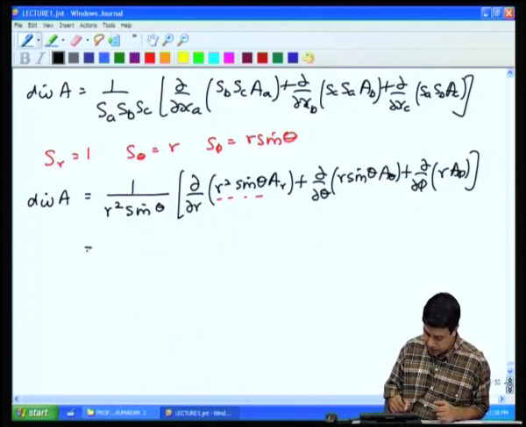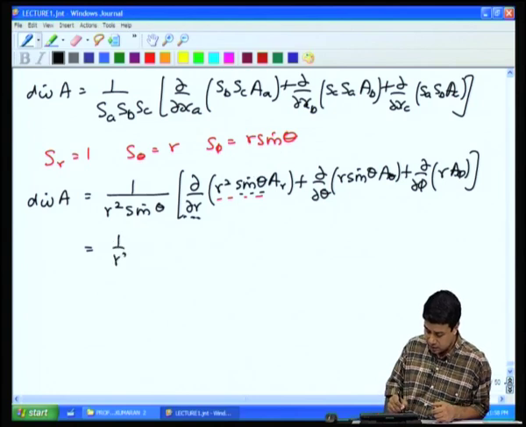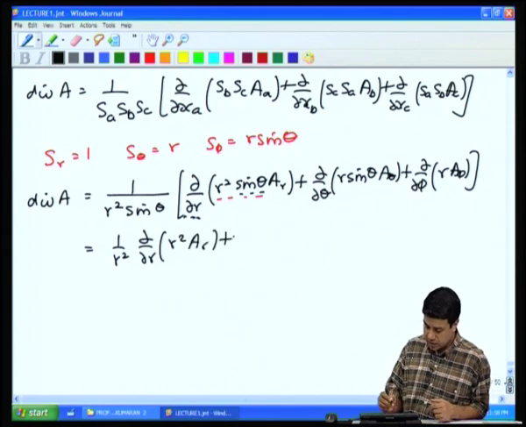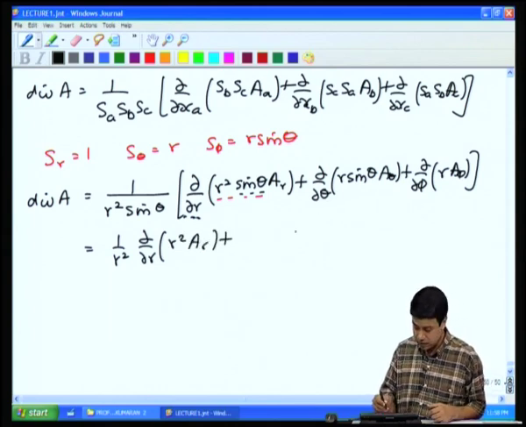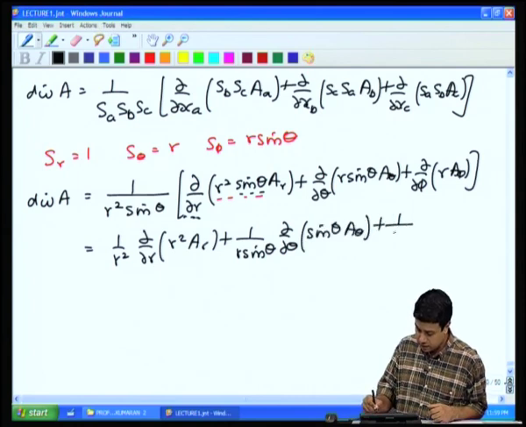So in the first one I can cancel out r, and since I am taking the derivative with respect to r, I can cancel out sin theta and I will get 1 by r squared d by dr of r squared A_r. In the second one I can cancel out one r. So I will get 1 by r sin theta d by d theta of sin theta A_theta plus 1 by r sin theta partial A_phi by partial phi.